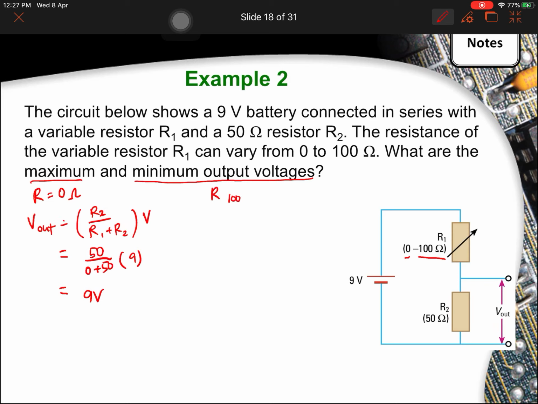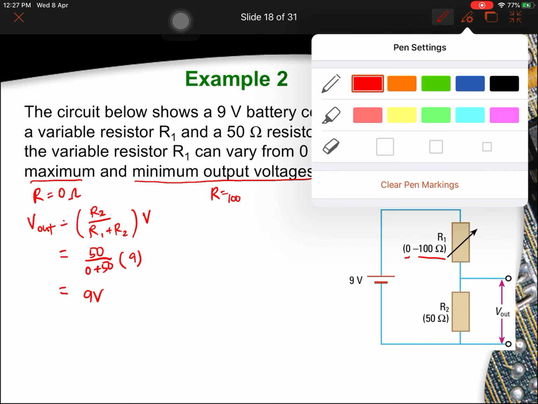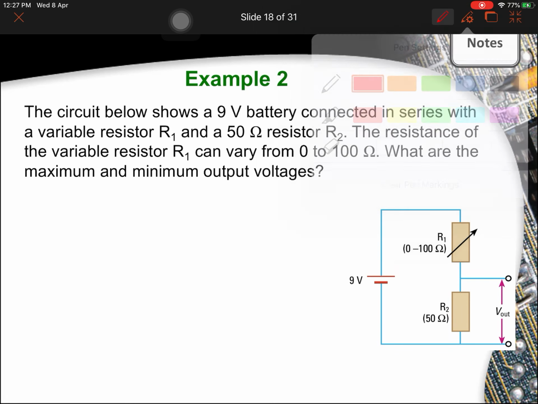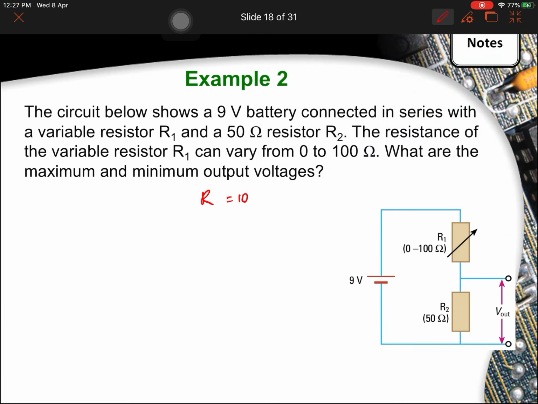Now when my R is 100 ohms, okay, let me do that again. R1 equals 0 ohms. So V out equals R2 over R1 plus R2 times total V. 50 over 0 plus 50 times 9, that gives us 9 volts.